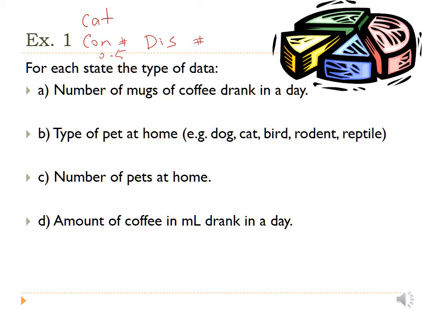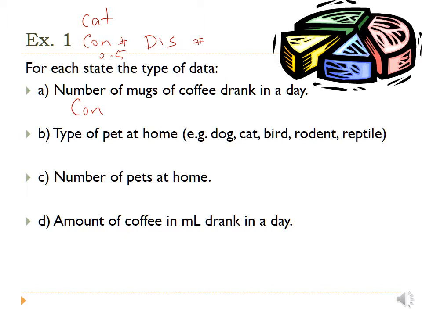So for the first one, the number of mugs of coffee that you drink in a day. So the number of mugs that you drink of coffee in a day. It's definitely got a number for an answer, so we know it's not categorical. And to decide if it's continuous or discrete, you're going to ask yourself, could you have a half of a mug of coffee? And the answer is yes, so this is continuous. I'm just going to write con for short.